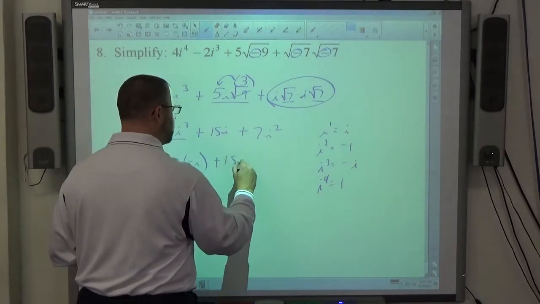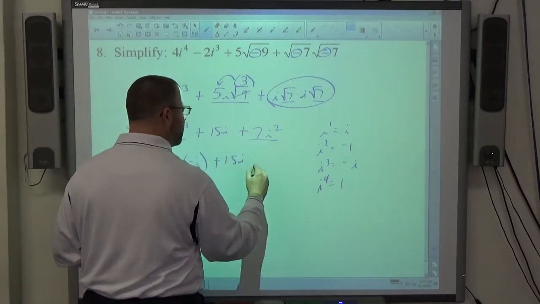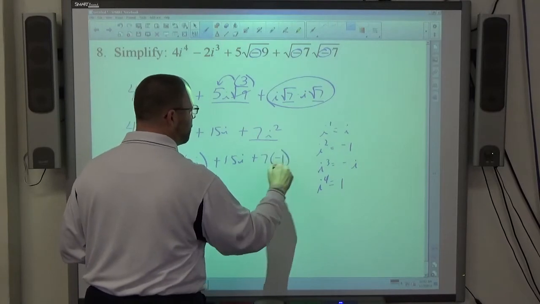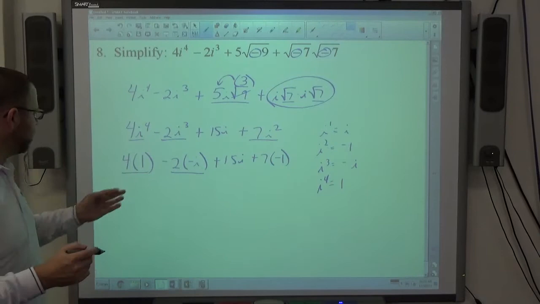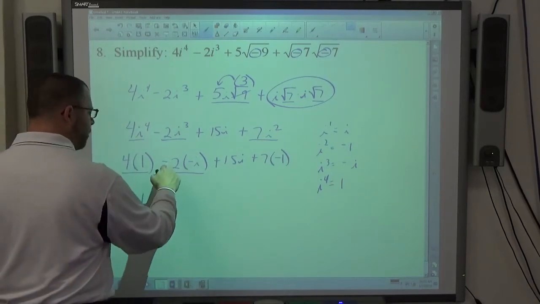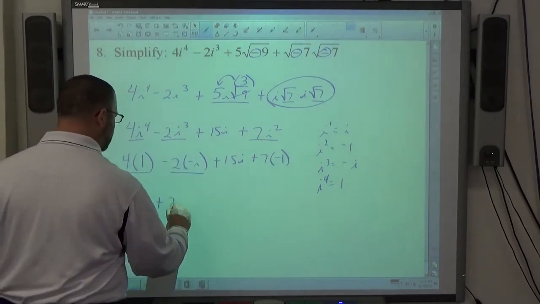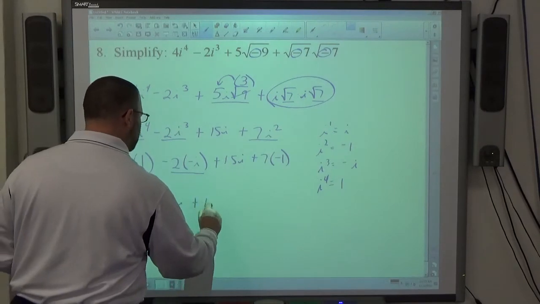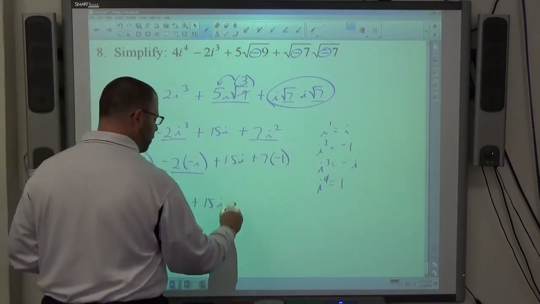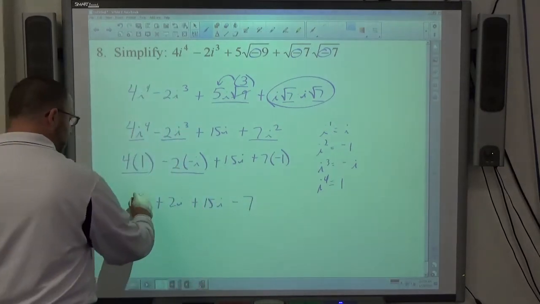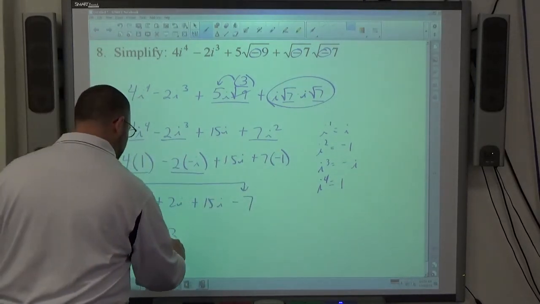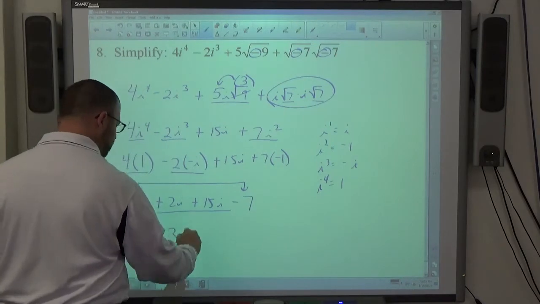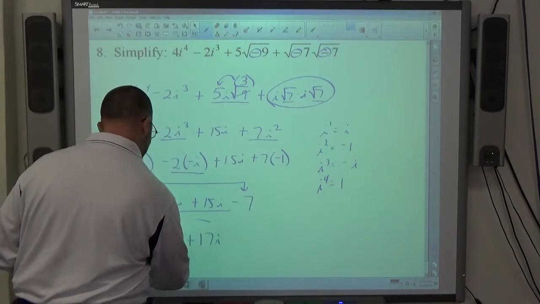2 is being multiplied by I cubed, so 2 is being multiplied by its replacement. 15 I to the first is perfectly fine the way it is. 7 is being multiplied by I squared, so 7 is being multiplied by its replacement, negative 1. Alright, if I simplify each object then, 4 times 1 is 4, minus 2 and minus I make positive 2I, 15I is plus 15I, and 7 and negative 1 make minus 7. Real sum, 4 minus 7 is negative 3. Imaginary sum, 2 plus 15 is plus 17I.